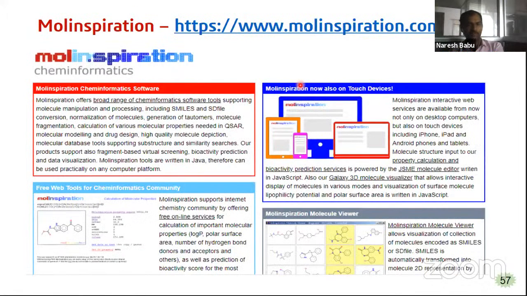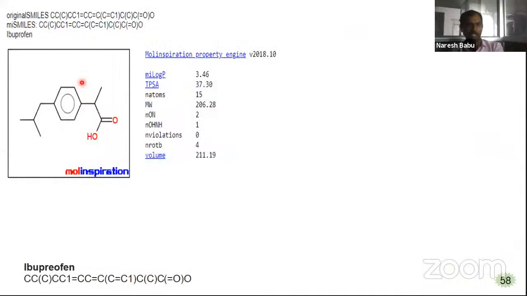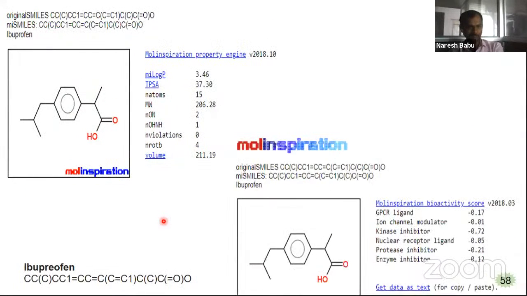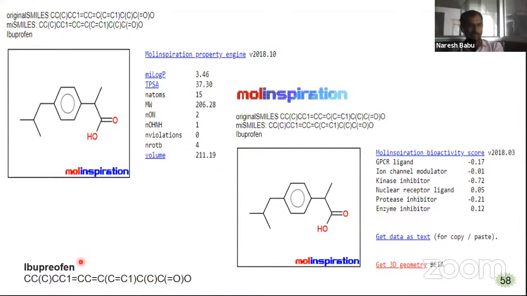Another software is Molinspiration. This website link is helpful. By clicking the free online services in Molinspiration, we can get parameters like these. I gave the ibuprofen structure. We can calculate the logP value, topological polar surface area, number of atoms in the compound, number of hydrogen bond acceptors and donors, number of violations according to drug-likeness properties, number of rotatable bonds, and the molar volume. We can calculate these using Molinspiration.